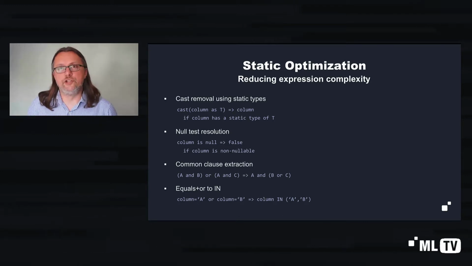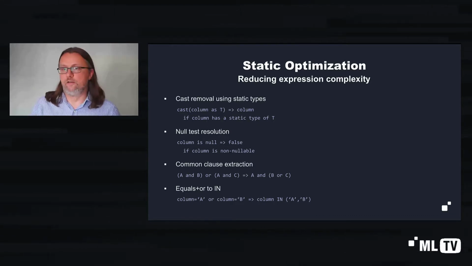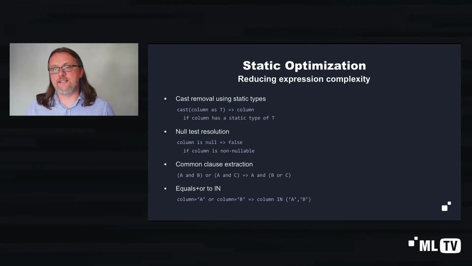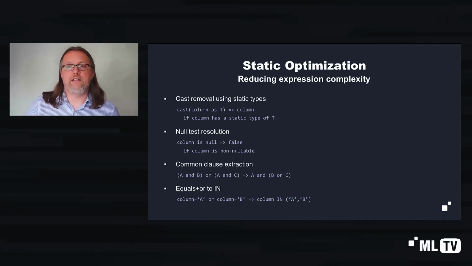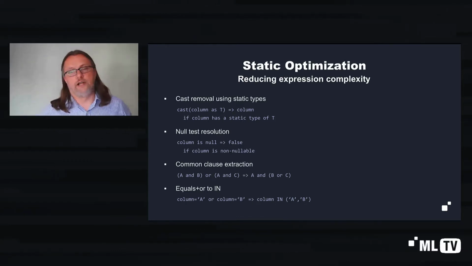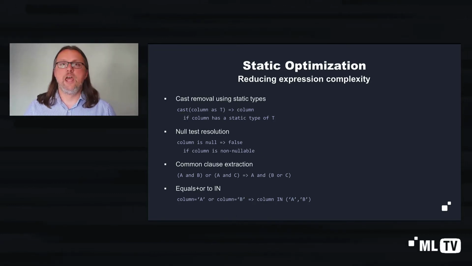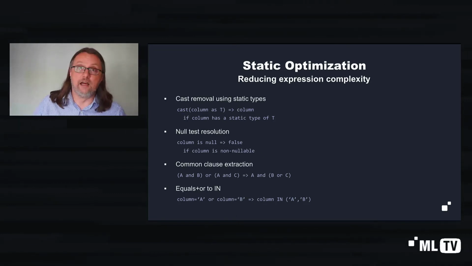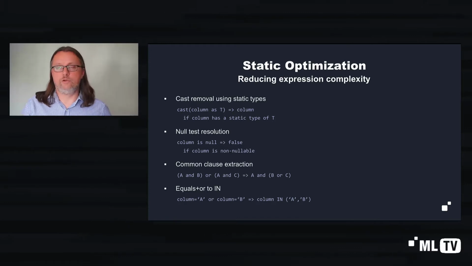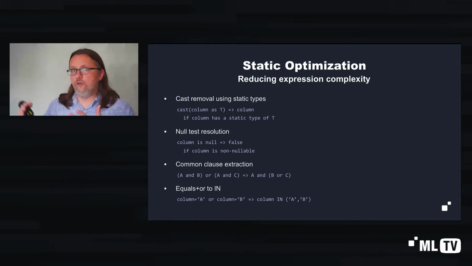Another thing we can do is we can know the nullability of columns, whether they could contain nulls or not. And when there are tests to say that it either must be null or it can't be null, we can make modifications to expressions. So for instance, if the expression is column is null, and we know that that column never contains nulls, then we can turn that into a false.